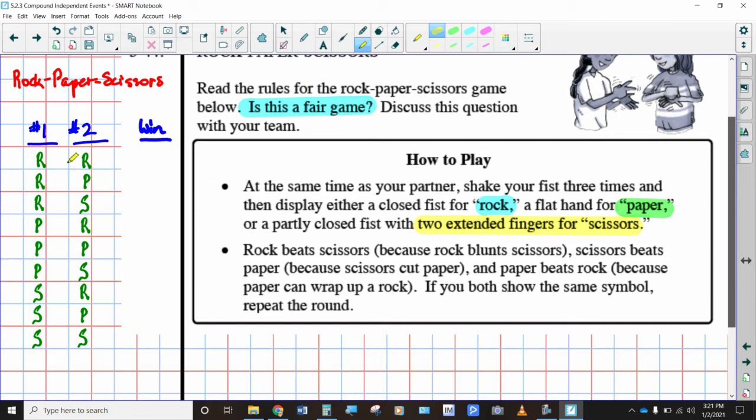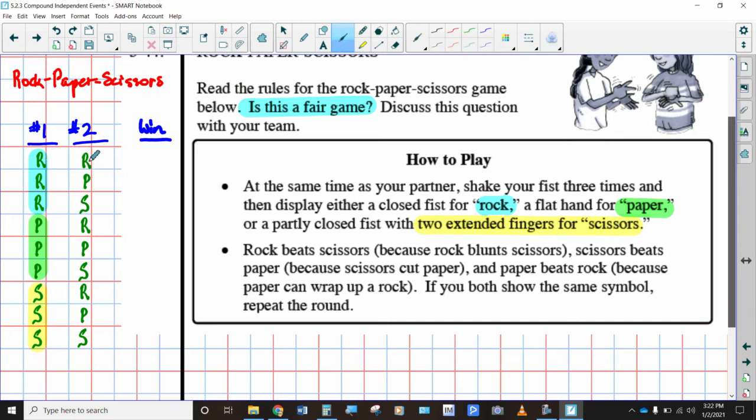For this table, person number 1 and person number 2 each have a choice of throwing either rock, paper, or scissors. So I'm going to go through a systematic process where I have the first person throw rock first. Actually, let me color coordinate this. First person's going to throw a rock. Then after 3 tosses, they're going to do paper. And then after another 3, they're going to do scissors. And it's number 2 that's just going to change every single time.